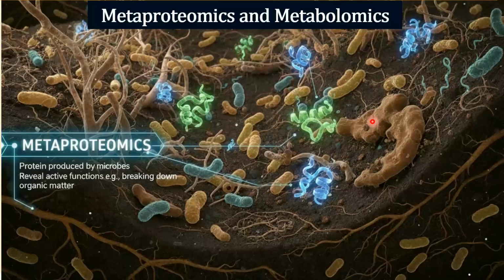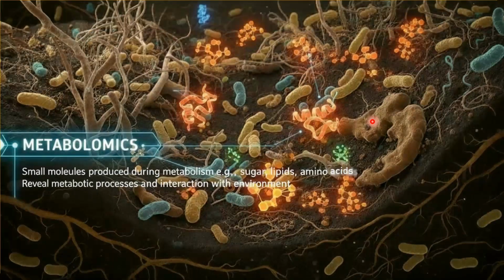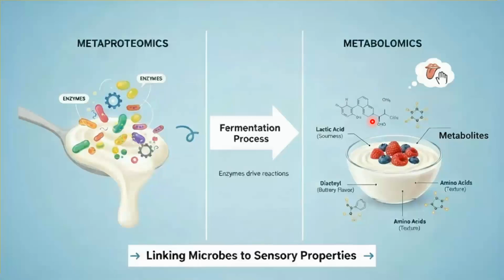To go even further, scientists study actual products of microbial activity. Metaproteomics analyzes proteins produced by the microbes, the molecules that perform most cellular functions. Metabolomics analyzes metabolites, the small molecules produced during metabolism. Together, these approaches reveal what microbes are actually producing and how they interact with their environment. For example, in fermented foods like yogurt, these methods can identify enzymes and metabolites responsible for flavor and texture. These approaches provide direct insights into microbial function and interactions.